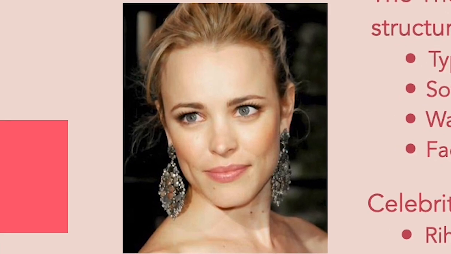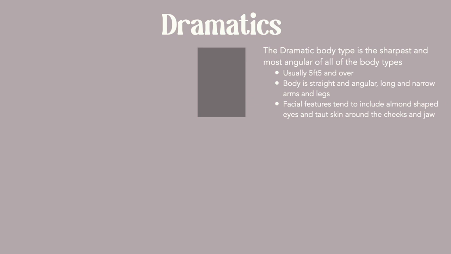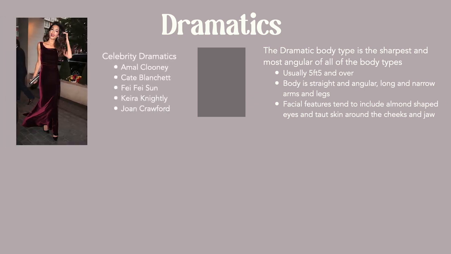an angular jaw. So next we have the pure dramatics, which are the sharpest and most angular of all the body types. So this is essentially the opposite of romantic, where romantics are usually under 5'5", dramatics are usually over. Their bodies are generally straight and angular, and they have long and narrow arms and legs.